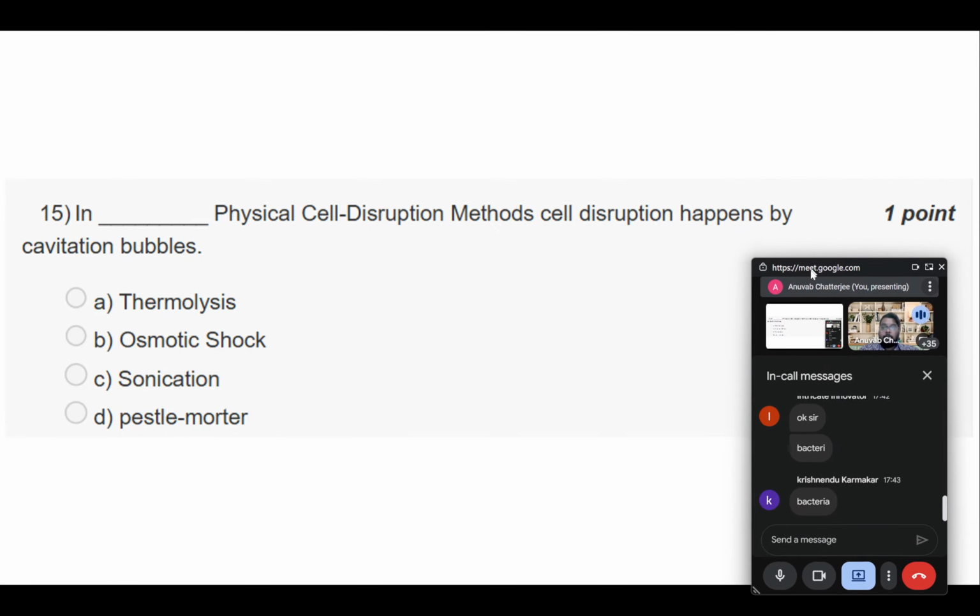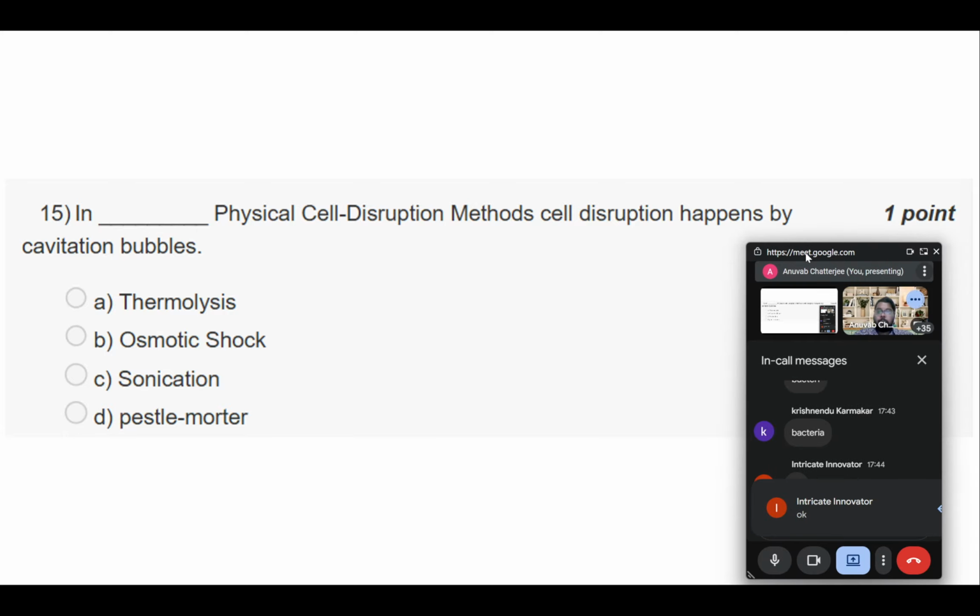Next, in blank, physical cell disruption methods. Cell disruption happens via cavitation bubbles. The options are thermolysis, osmotic shock, sonication, and pestle and mortar.